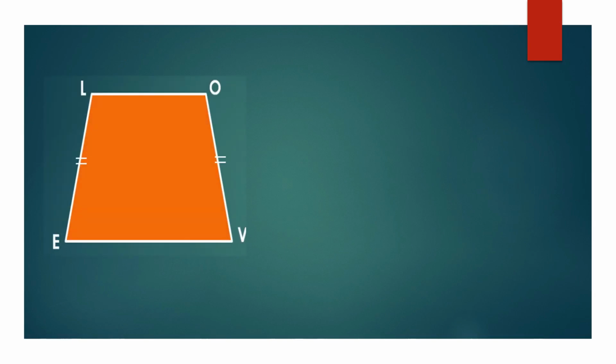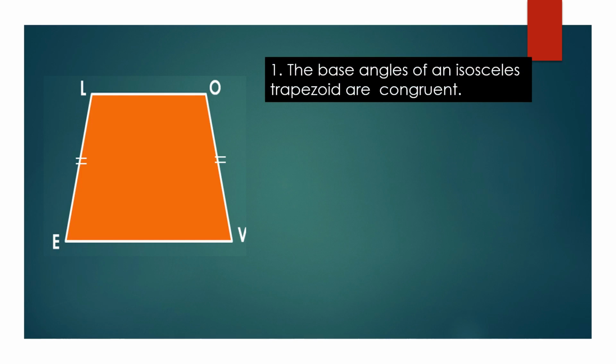Consider these illustrative examples. We have the theorem: the base angles of an isosceles trapezoid are congruent. So if angle L is 110 degrees, then angle O will also be 110 degrees. Now, if angle E is 70 degrees, then angle V will also be 70 degrees. That is based on the theorem.